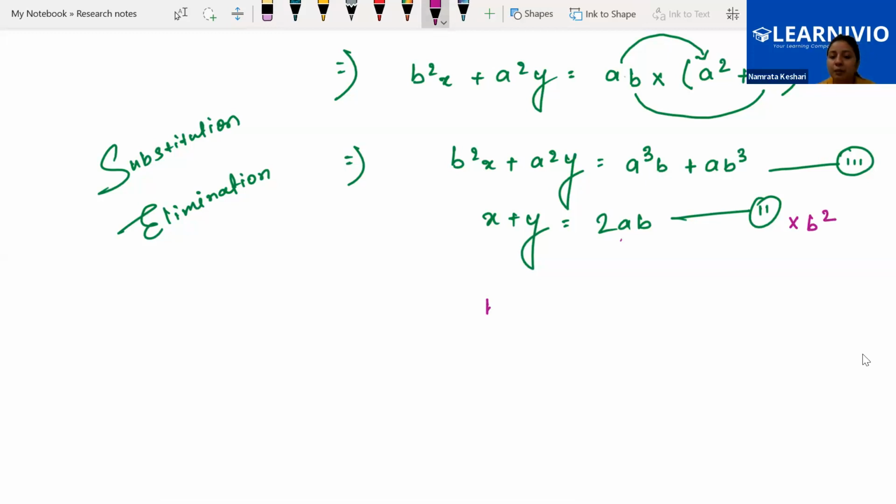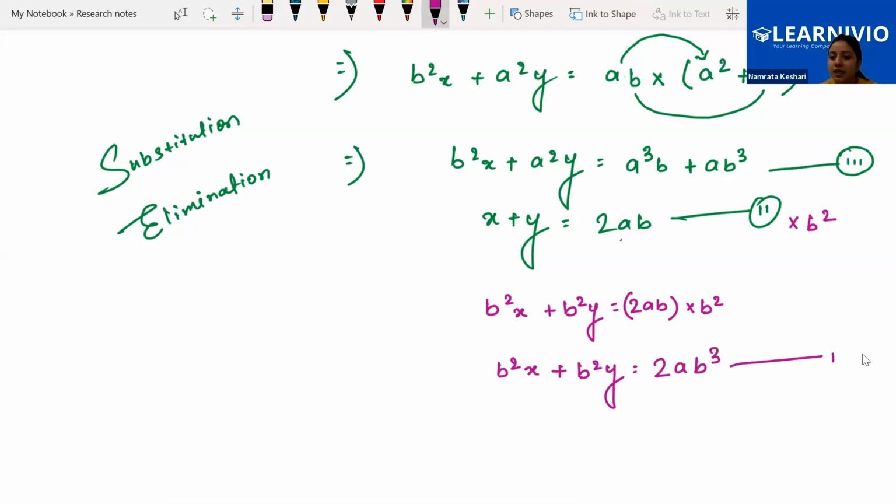Equation 2 will become b square x plus b square y is equals to 2ab into b square. That means b square x plus b square y is equals to 2ab cube. Is it clear so far? This became equation number 4. Now we have to work on equation 3 and equation 4. Right, Harshit and Ziana? Yes, ma'am.